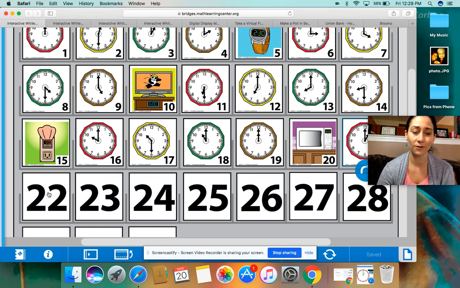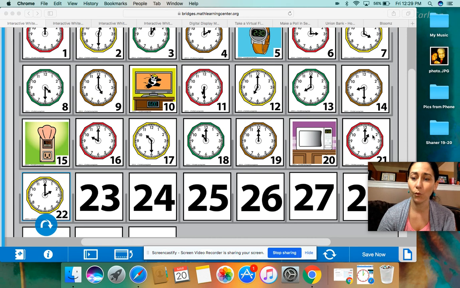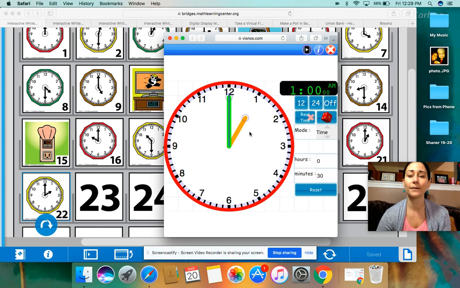I'm going to click on this card now. And we're going to reveal for the 22nd. We have a yellow analog clock. So it went from 1 o'clock now to 2 o'clock. The hour hand is pointing at the 2. The minute hand is pointing at that 12. I'm going to bring this clock back up again.